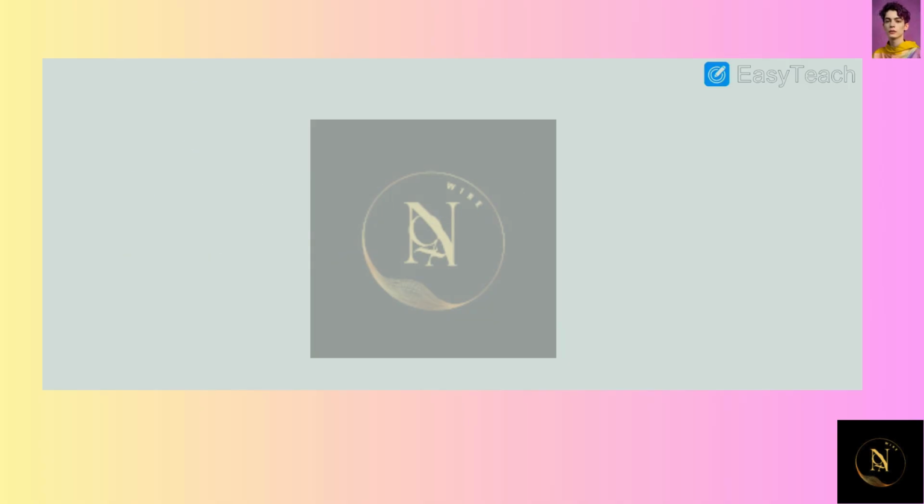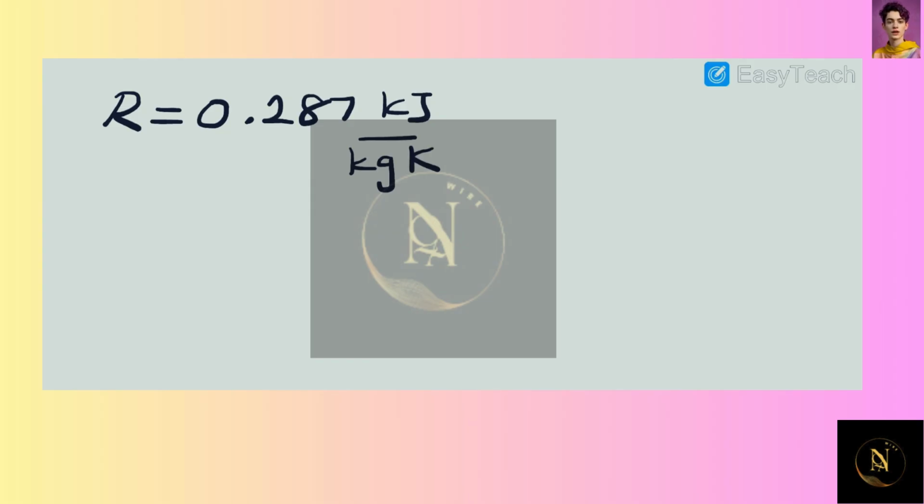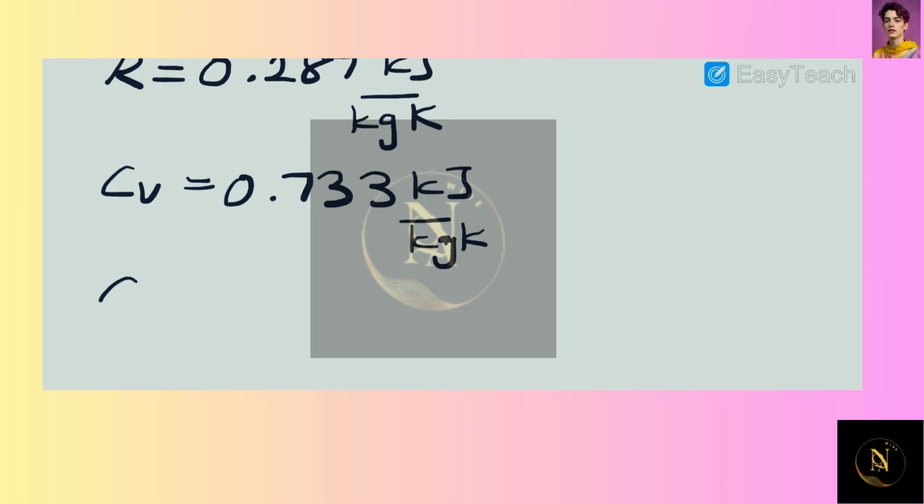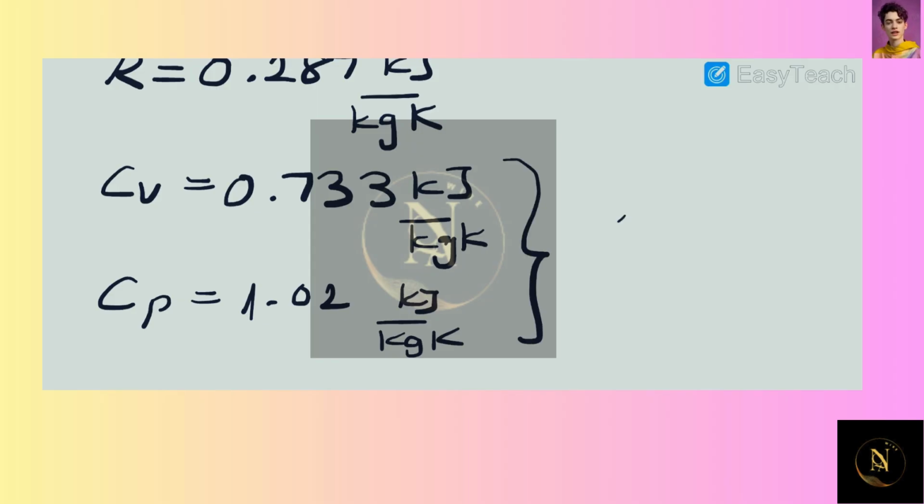So next, we're going to write down the properties of our air. Since we're dealing with air, we know the gas constant is 0.287 kilojoules per kilogram Kelvin. Next, we're also going to write down our CV value of air, which is equal to 0.733 kilojoules per kilogram Kelvin. Our CP is equal to 1.02 kilojoules per kilogram Kelvin. And these are all at a temperature of 450 Kelvin.